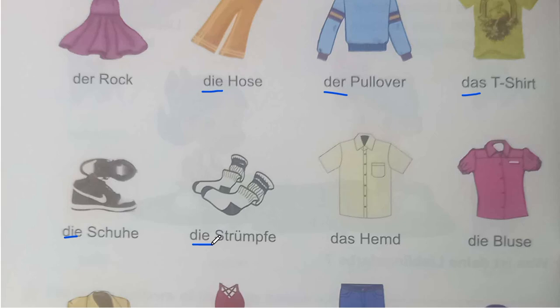So what do you call white? We have learned it. Okay. Next we see a blouse kind of. This is kind of a blouse. It's called Bluse. The article is die, so die Bluse.